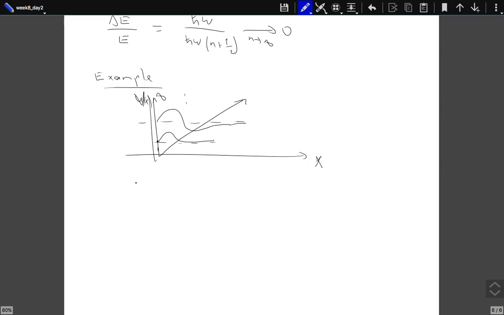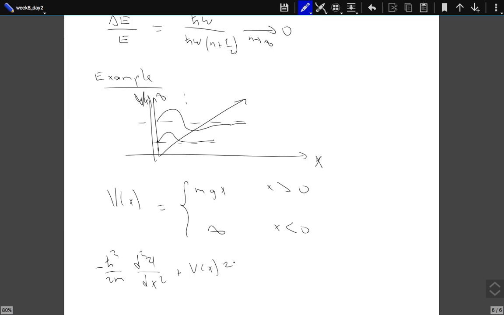So in this problem we have the potential. Now what we are imagining here is just this bouncing ball. So the potential, if x is larger than 0, is just mgx, and if x is less than 0, it's infinite. So this will be a simple model of this bouncing ball. And so we will be looking for the solution of this equation, plus, let's say, V of x psi is equal to E psi.